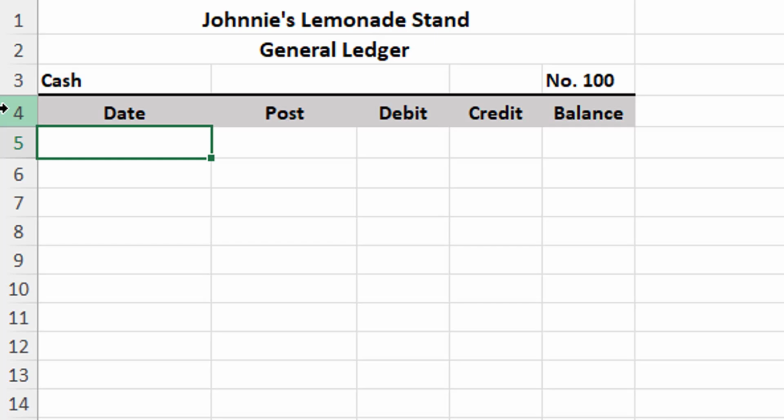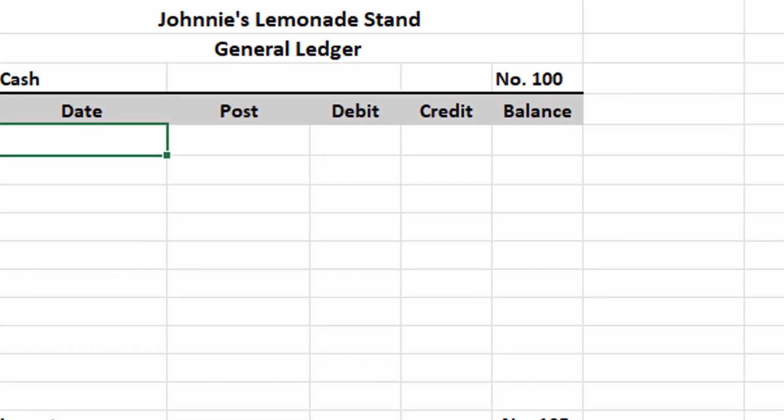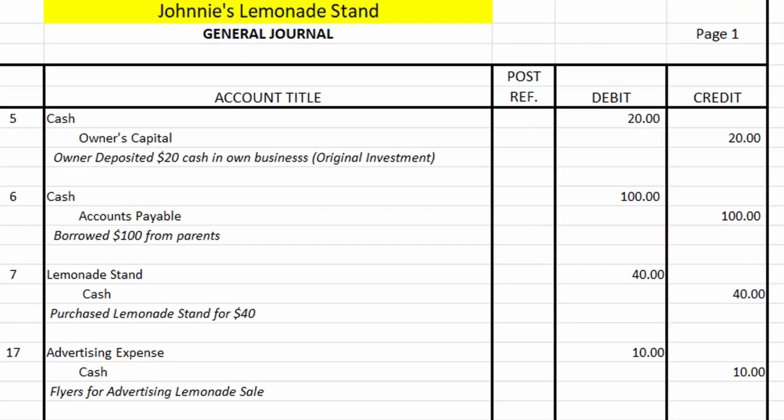The general ledger is developed by going through each general journal transaction and recording the values into one of the account names we specified in the chart of accounts as either a debit or credit, then updating the balance. Let's start with the first general journal transaction. This transaction occurred on May 5th, when Johnny put $20 of his money into the business. The transaction involved a debit of $20 to cash and a credit of $20 to owner's capital.